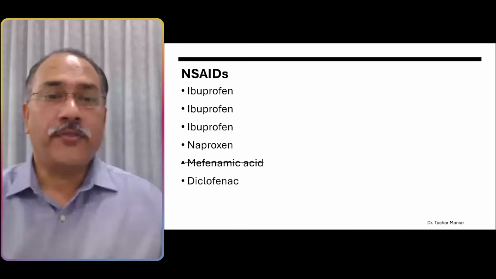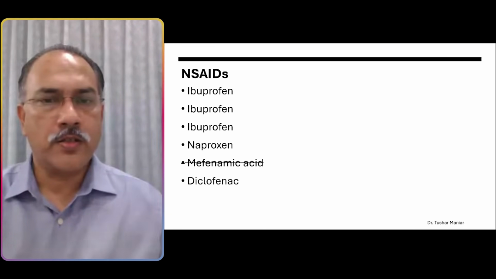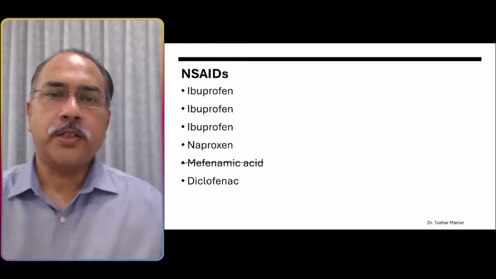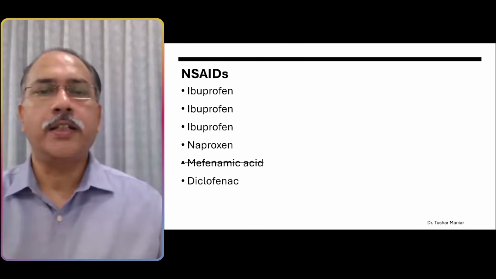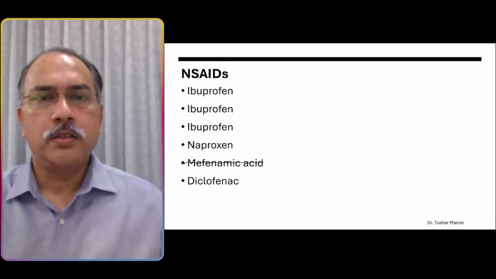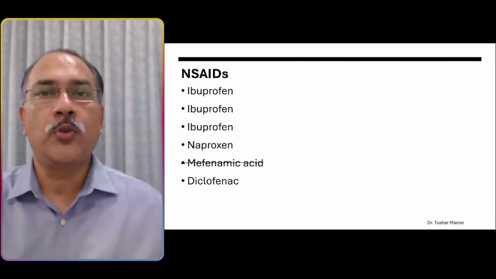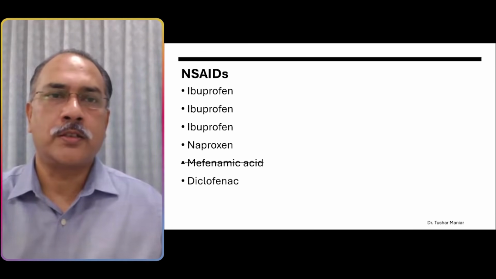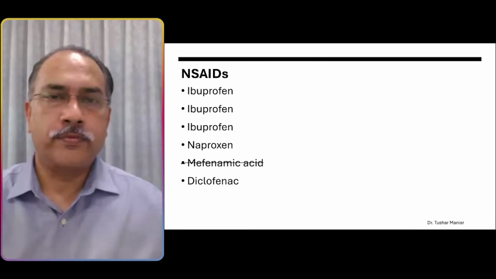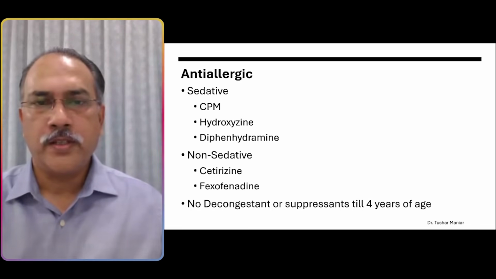About NSAIDs, again, preferably use only ibuprofen. In certain rheumatological conditions, one would use naproxen. And I have written diclofenac because in our country, unfortunately, diclofenac is one rectal suppository available. If the child is not taking orally or vomiting persistently, and you don't have the facility or you don't want to give an intramuscular or intravenous product, then diclofenac can be used correctly.